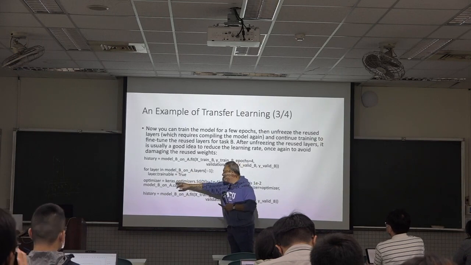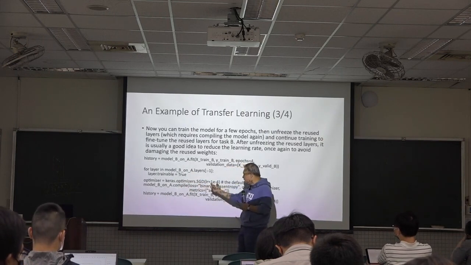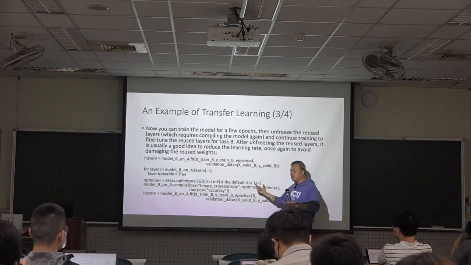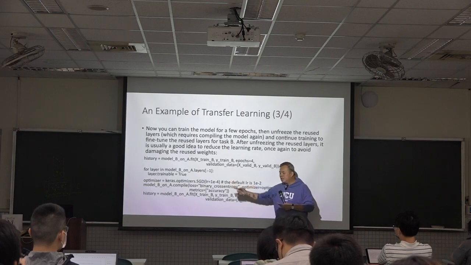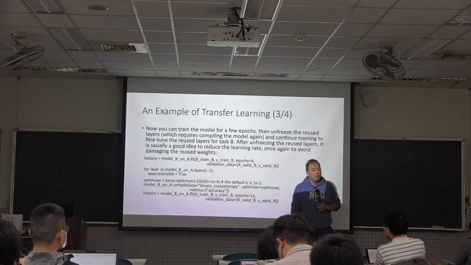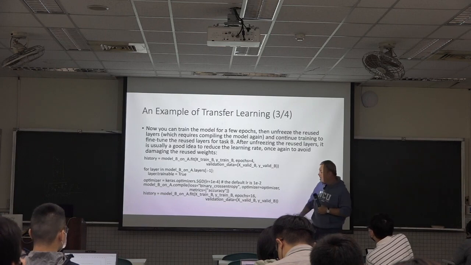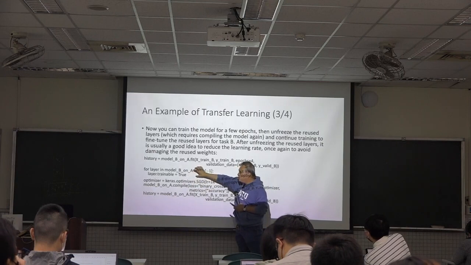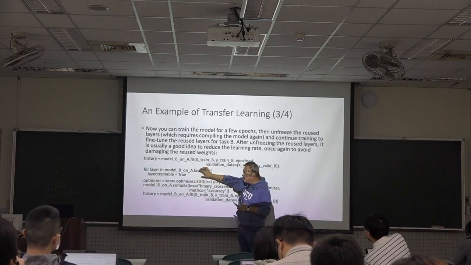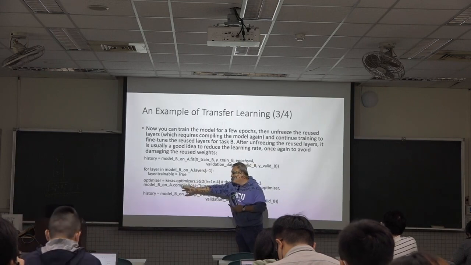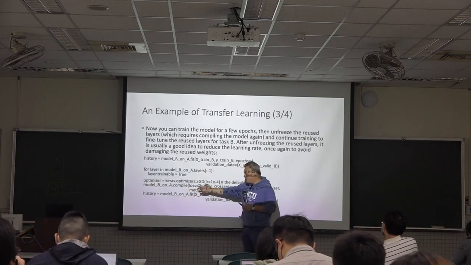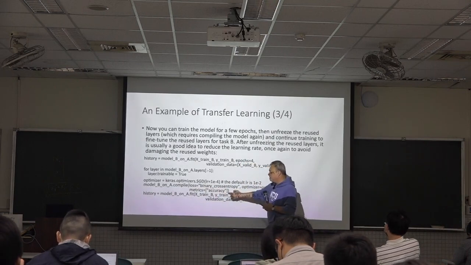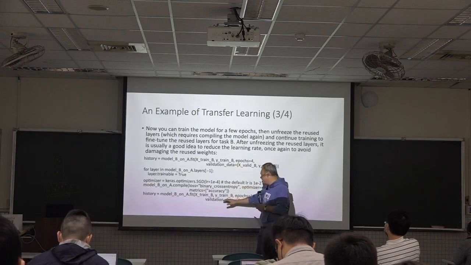Then you set the optimizer, keras.optimizers.SGD, but now you use a much smaller learning rate. The original learning rate is 10 to the negative 2, but now you set it to 10 to the negative 4, so it's 100 times smaller. Remember, every time you change some layers to be trainable or non-trainable, you need to recompile the model. So model_B_on_A.compile, with loss equal to binary cross entropy, the optimizer, and accuracy as the metric.